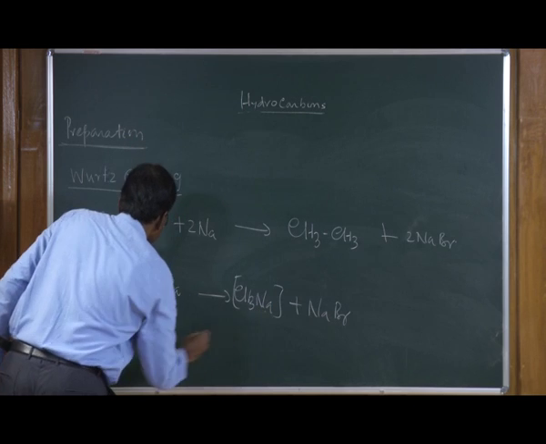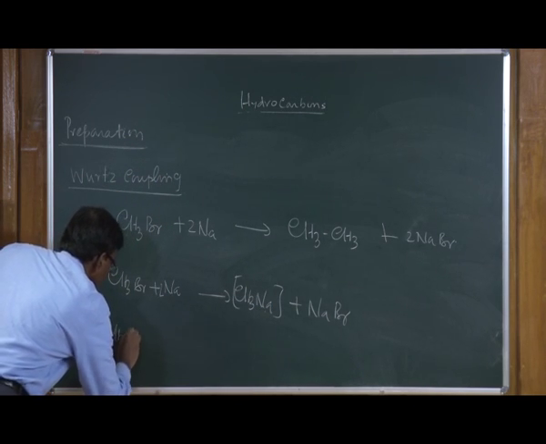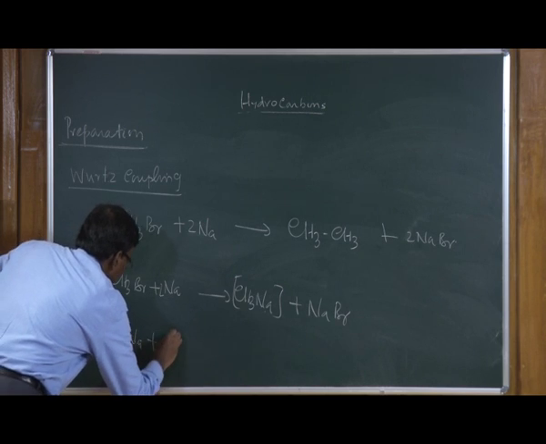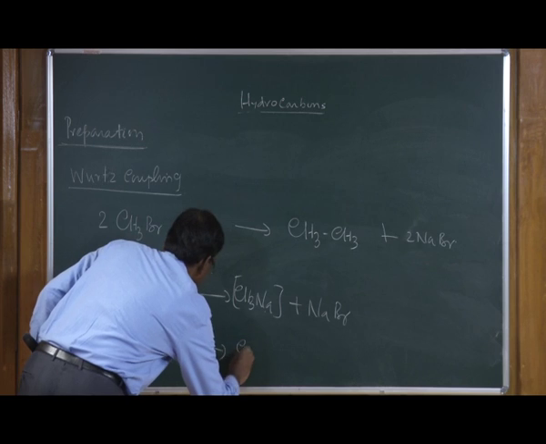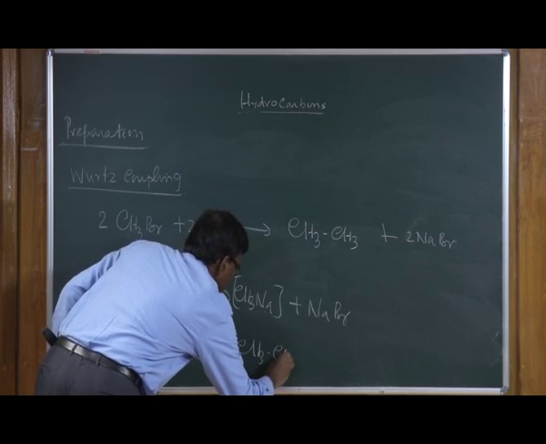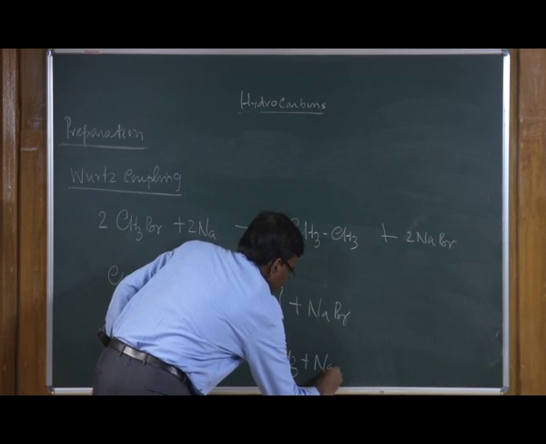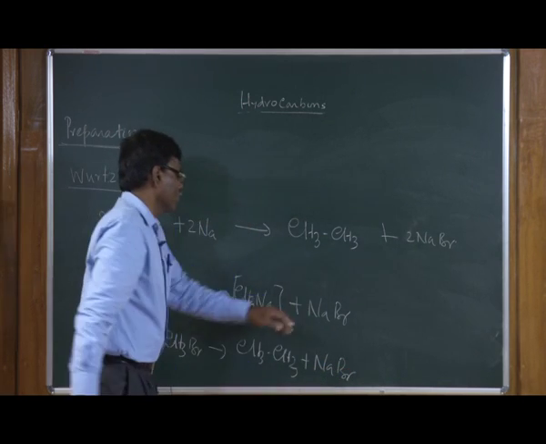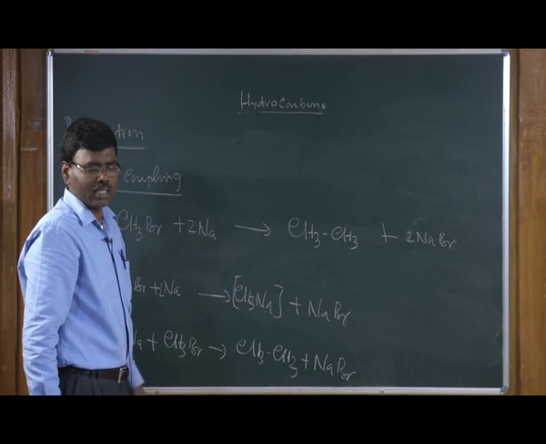once you form this intermediate, it can react with another molecule of bromomethane, and you get ethane and sodium bromide. So, you generate 2 molecules of sodium bromide and ethane. This is good to make symmetrical alkanes.